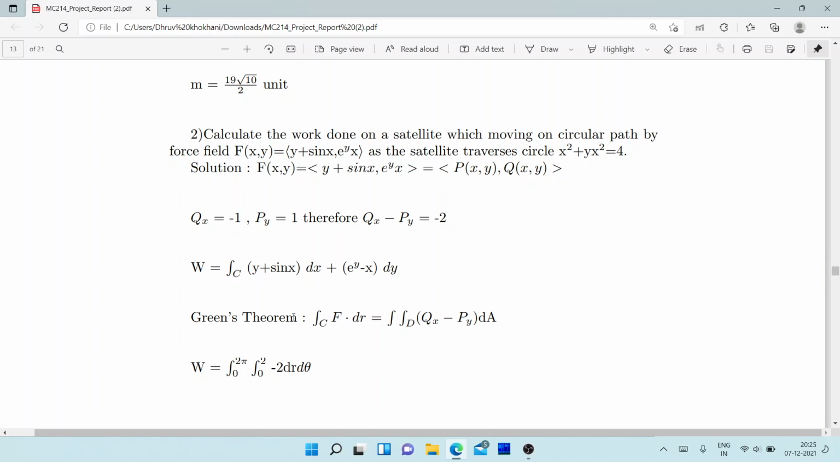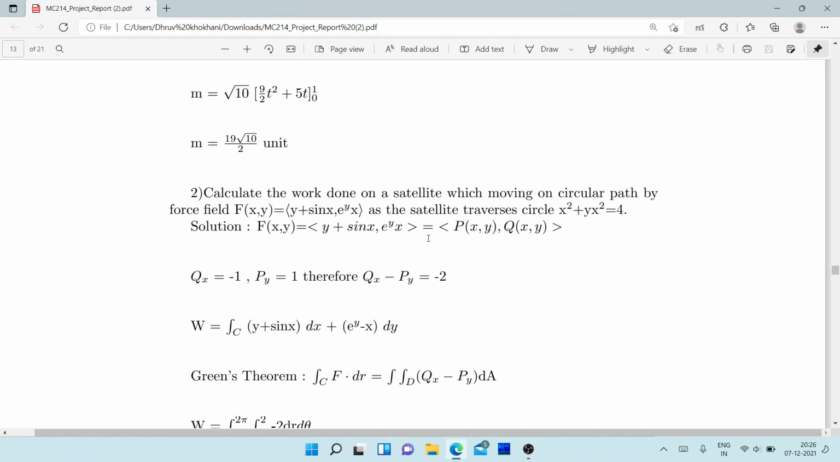In this problem, a satellite is moving on a circular path, whose equation is x square plus y square equal to 4. We have to calculate the work done by the force field F equal to (y plus sin x) i caret plus (e to the power y times x) j caret.